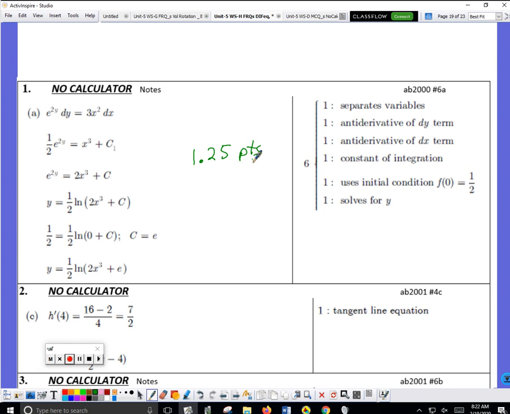How many multiple choice questions are there? There's a total of 45. 30 without your calculator, 15 with. Although the 15 with your calculator usually have about 5 that don't need a calculator either. It's just where they put them. So they're fairly quick.